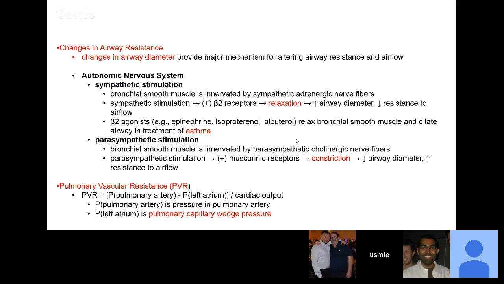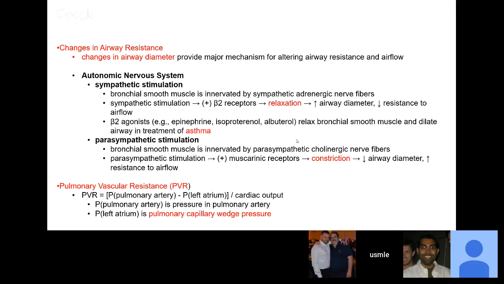Now, this is why if you give a beta 2 agonist, and remember for the USMLE, they love to give you someone that has a heart issue with asthma and ask what medication you're not going to give. So you need to know your beta blockers, and you need to know the beta blockers that you're going to give to someone that has a respiratory issue versus someone that does not have a respiratory issue. The beta 2 agonists like epinephrine, isoproterenol, and albuterol usually do have an effect on relaxing the bronchial smooth muscle and dilation of the airways. And this is what you're going to give. These are treatments given to asthmatic patients.